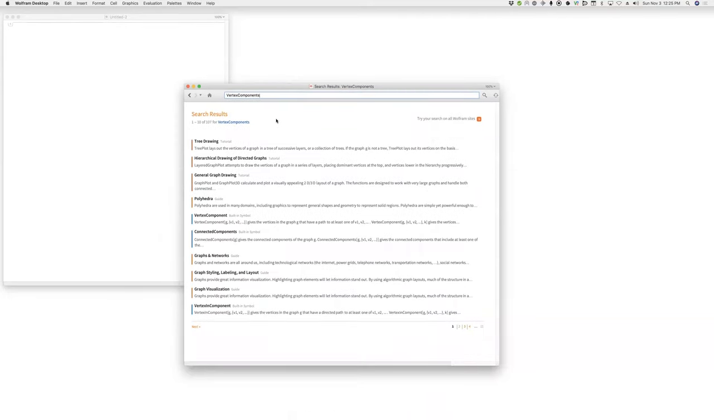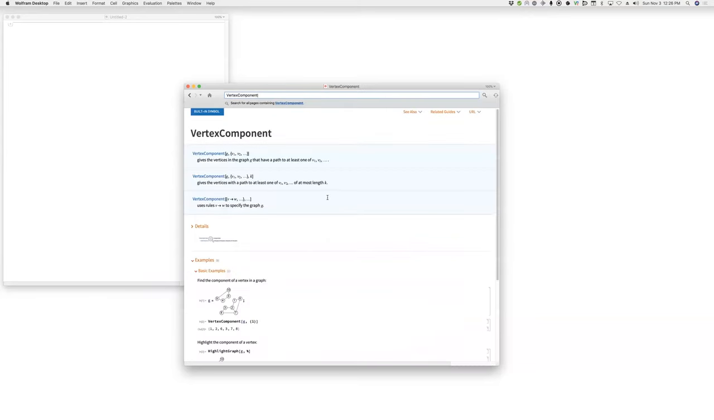It doesn't seem to think vertex components exists. What is it called? Vertex component, sorry. Why it doesn't... Sushma might report that as yet another one.